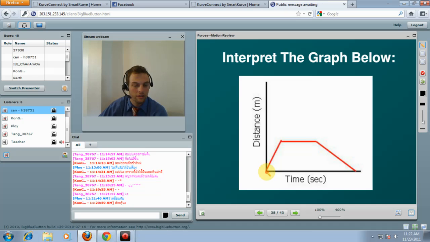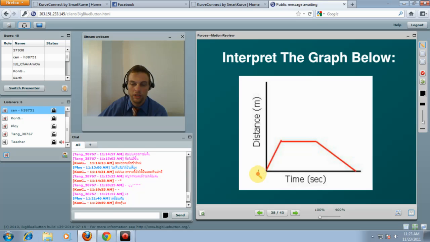Can anyone tell me the meaning of this graph? It's got three different sections to it, all of which we've talked about. So distance over time, so we're still talking about speed, or if we knew the direction, we'd be talking about velocity.